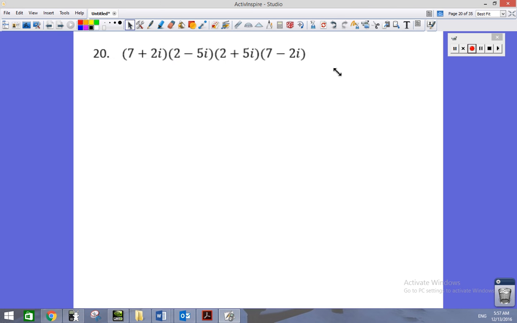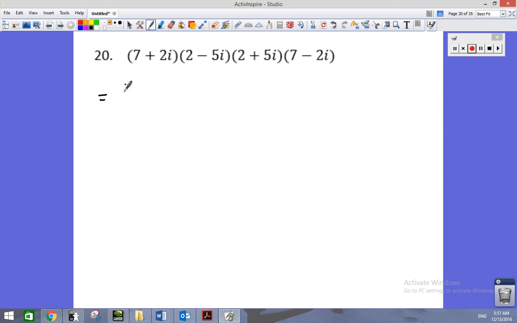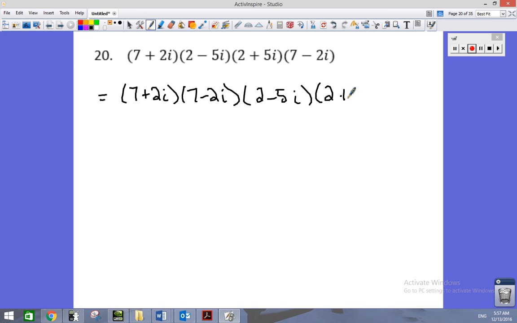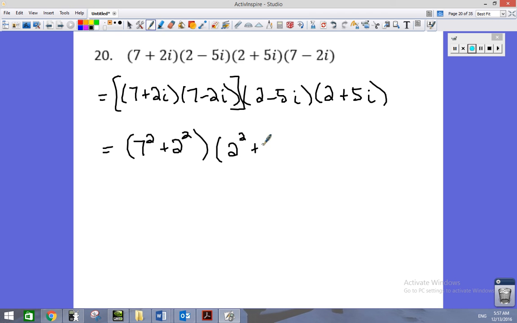Now here I see conjugates, so I'm going to shuffle the multiplication. I'm going to look at 7 plus 2i times 7 minus 2i, and then look at 2 minus 5i times 2 plus 5i. When I multiply these conjugates together, I get 7 squared plus 2 squared. And then when I multiply these conjugates together, I get 2 squared plus 5 squared.